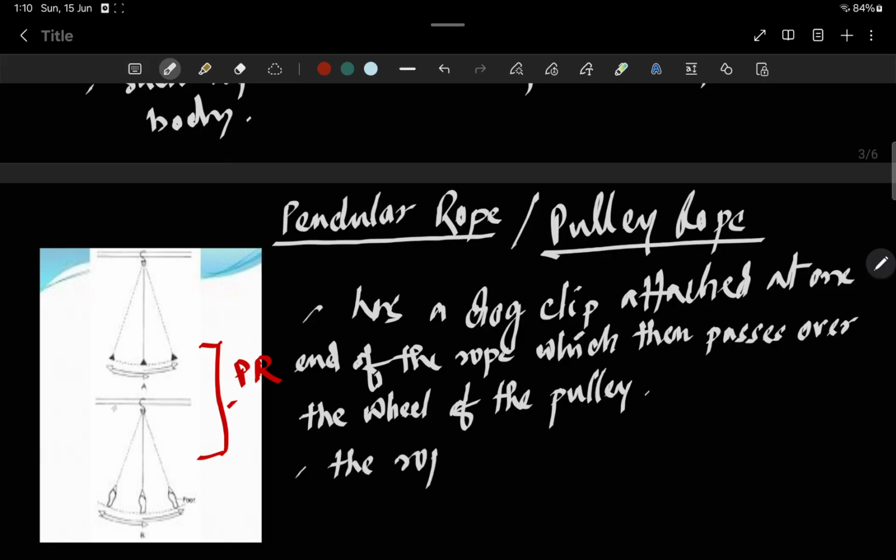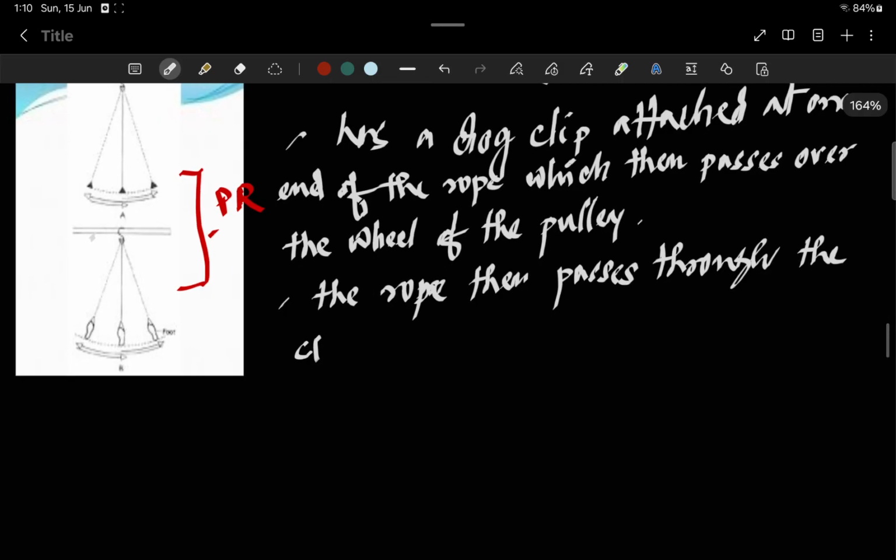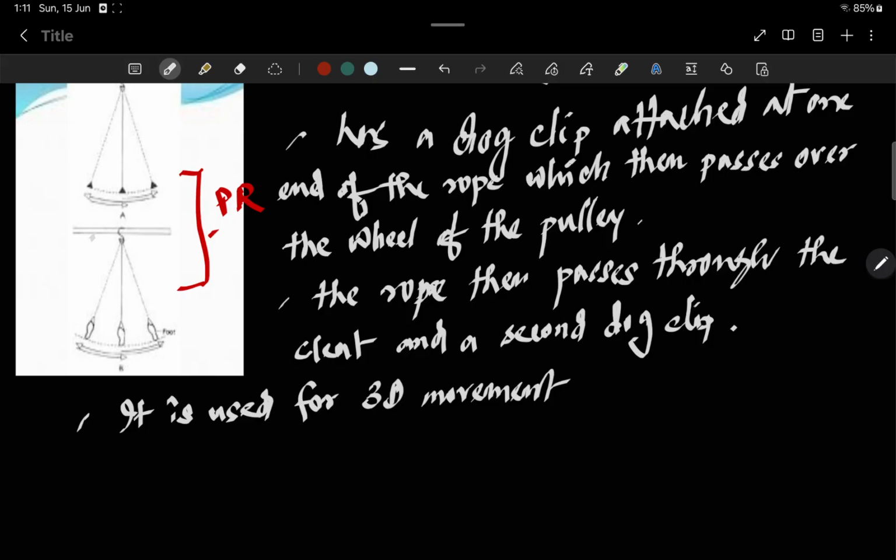The rope then passes through the cleat and a second dog clip. It is used for 3D movement of the limb.